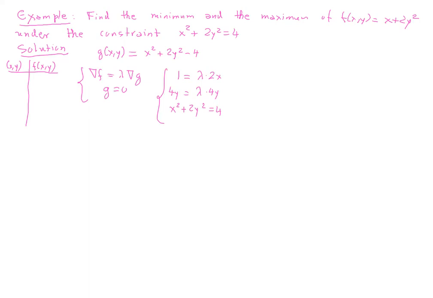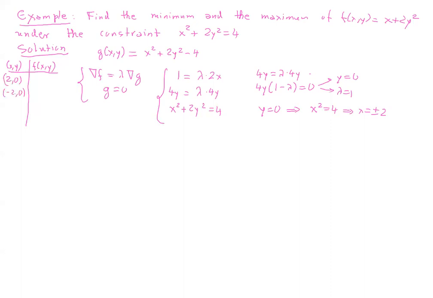And how do we solve this one now? Well, the starting point in this case is the second equation. We bring everything to the left-hand side and we factorize 4y. So this will be 4y times (1 minus lambda) equal to 0. Again, this has two possibilities: y is equal to 0 or lambda is equal to 1. If y is equal to 0, then we plug it directly into the constraint, and that gives us x squared is equal to 4, which means that x is equal to plus or minus 2, and that yields 2 points, (2, 0) and (negative 2, 0).